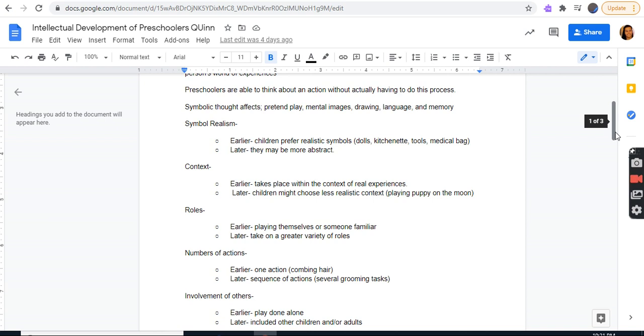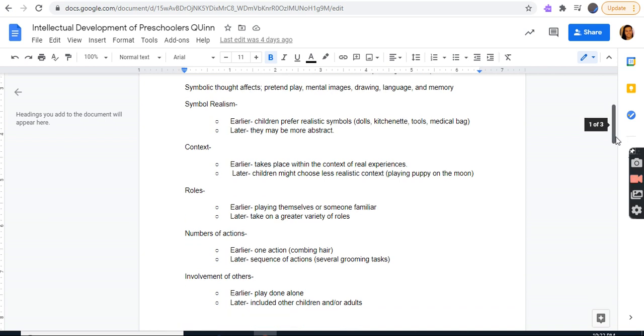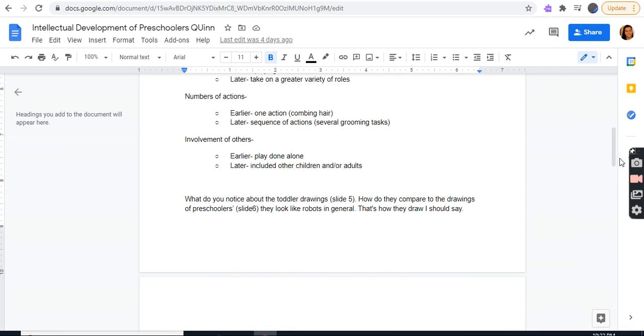Later, they may be more abstract. Context: earlier play takes place within the context of real experiences. The children might choose a less realistic context, like playing a puppy on the moon. Roles: playing themselves or someone familiar, later taking on a greater variety of roles. Number of actions: one action at first, later a sequence of actions, like several grooming tasks. Involvement of others: play done alone, later including other children, and then children and adults.